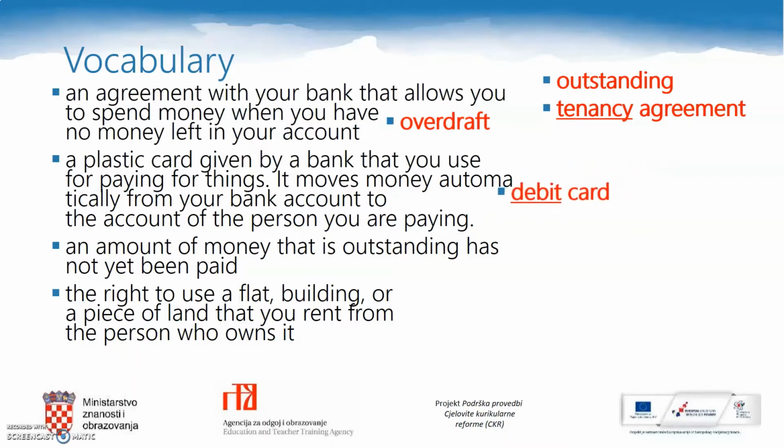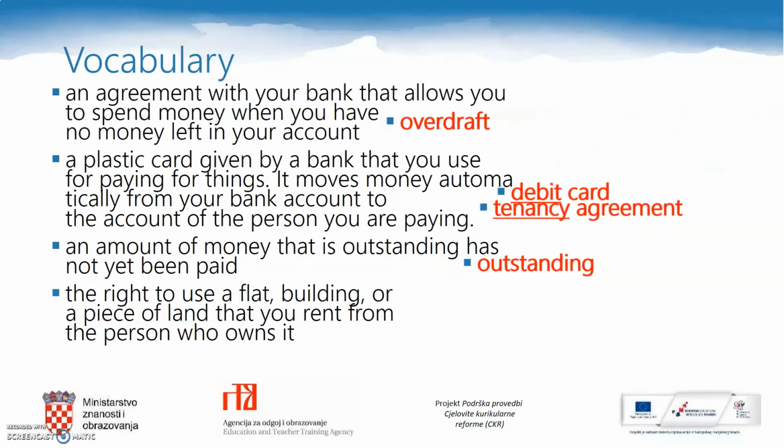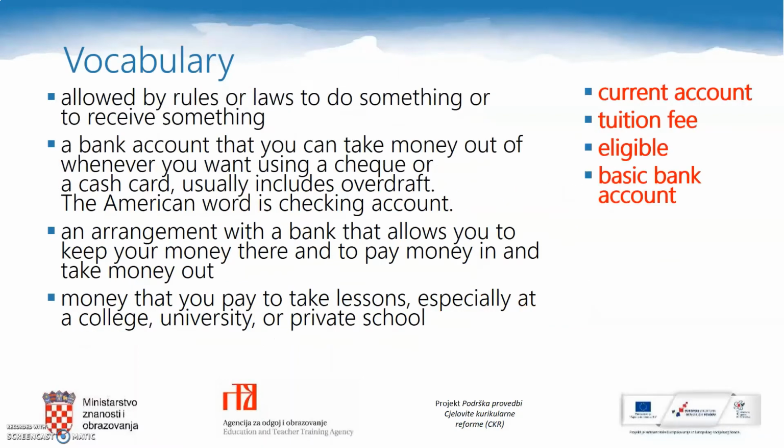a debit card. An amount of money that is outstanding, has not yet been paid, is, of course, outstanding. And the right to use a flat, building or a piece of land that you rent from the person who owns it is called tenancy agreement. Here is another set of definitions.